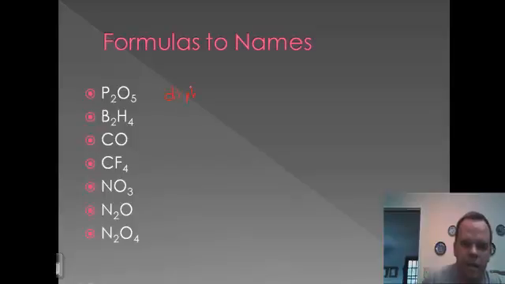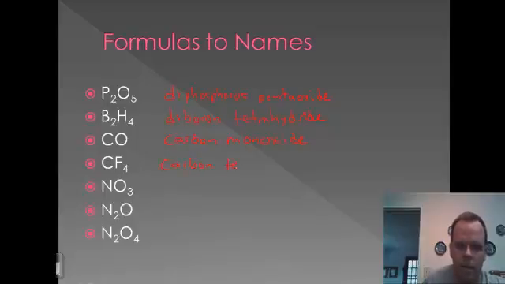So diphosphorus pentaoxide. Diboron tetrahydride. We still use the IDE ending at the end of the element. Carbon, we drop the mono, but you have to put the mono on the second element, carbon monoxide.